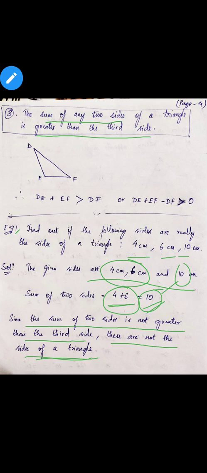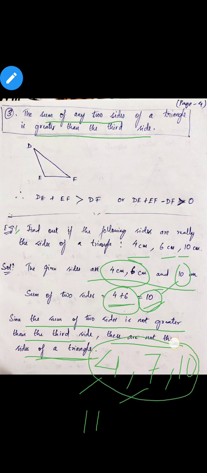So until and unless we're getting a greater number when we add these two smaller ones, these are not the sides of a triangle. For example, if it was 4, 7, and 10, when we add 4 and 7, we are getting 11. So if it was 4, 7, and 10, then it would have been a triangle. But since here it is given 6, when we add these two together, we are getting only 10, which is not greater than the third side.